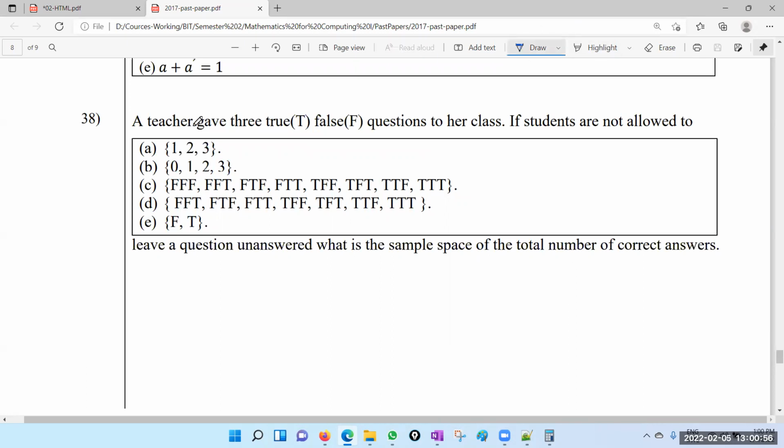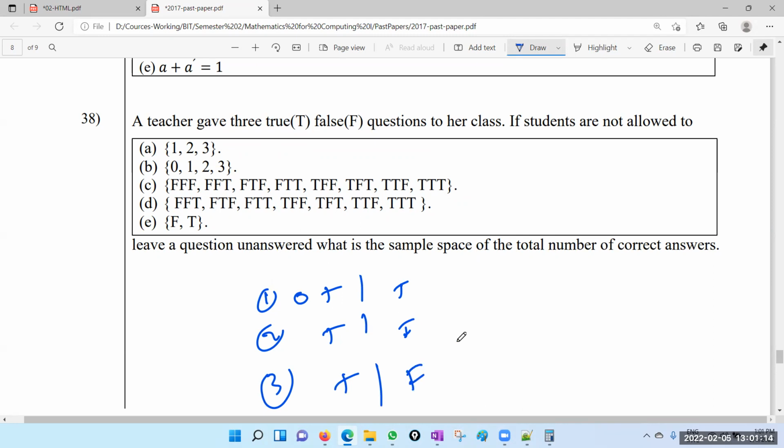So there are 3 questions. Question 1, question 2, question 3. Every question has either true or false. You can say either true or you can say false. Okay. Students are not allowed to leave a question unanswered. Always you have to give either true or false. What is the sample space of the total number of correct answers? What is the answer?